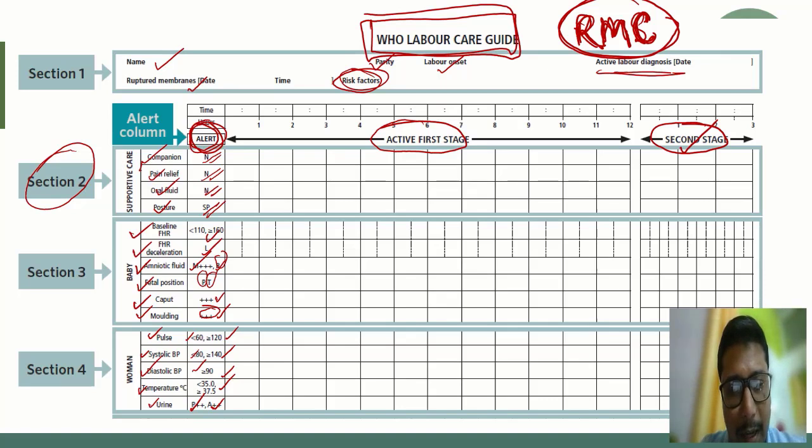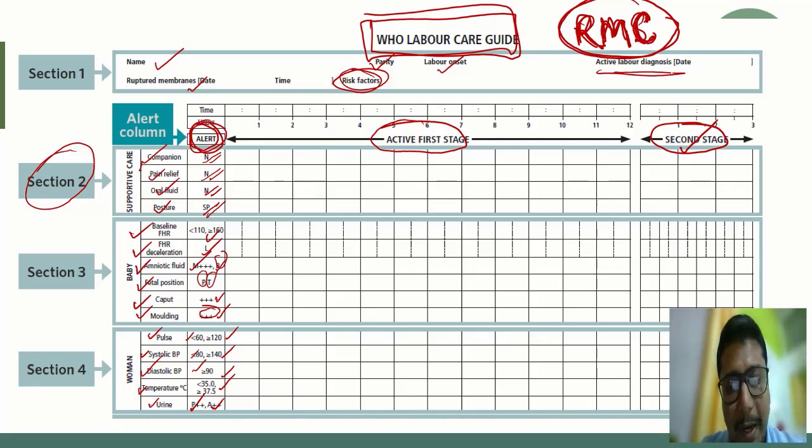So what are the alerting things? If there is no companion, that is alerting. If she is not on any pain relief, then she is more likely to get exhausted or abandon the idea of pursuing a vaginal delivery and opt for or ask for a cesarean. So these are the alerting things. If she is not drinking enough oral fluid, she will get dehydrated. That increases the risk of a dry labor, slow progress of labor, and dehydration leading to PPH.